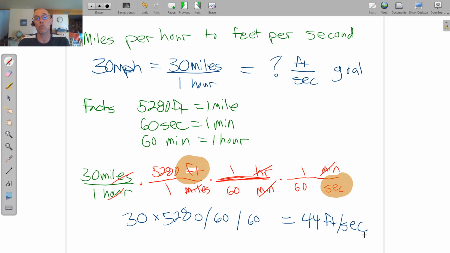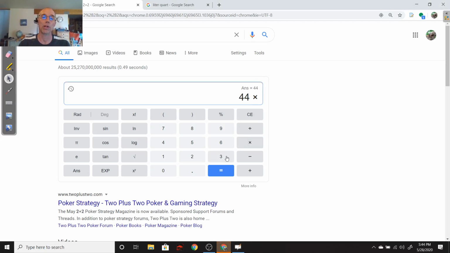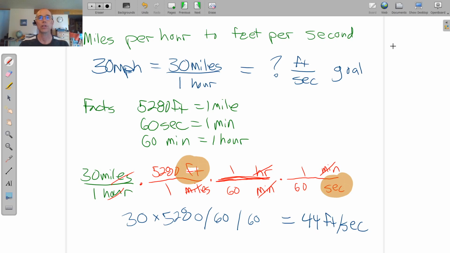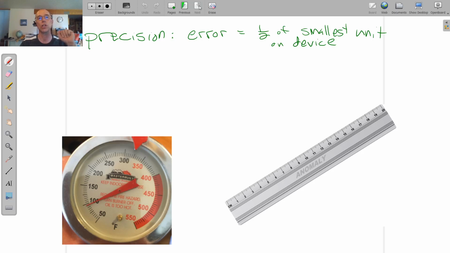And I look at my phone for 3 seconds, right? What happened there? Multiply that by 3. Oh my gosh, 132 feet just went by. So I went by 2 or 3 houses in that time, if the houses are like 50 to 100 feet apart. Eek. So conversion fractions, fun stuff. There's an exciting application.